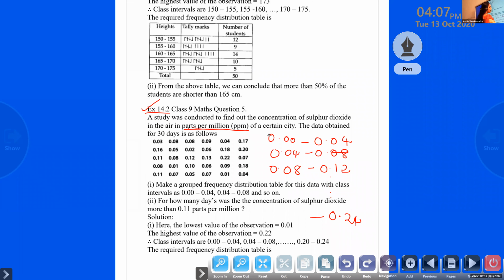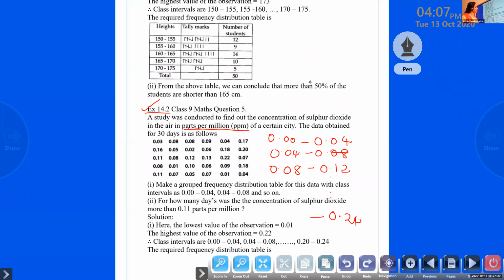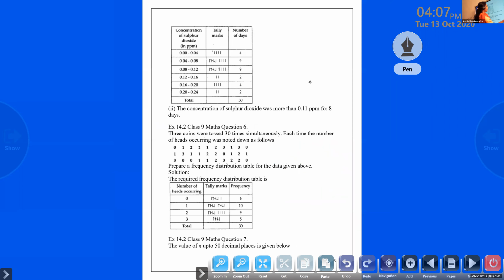I'll show the tally marks table for you. The first column is concentration of sulfur dioxide in ppm. Second is tally marks. Third is number of days. Just write down the columns.